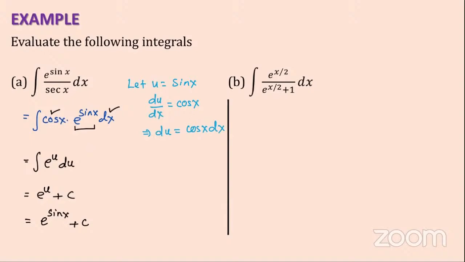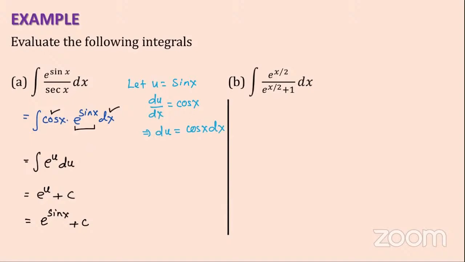Okay, in B, what do you see? If you look at B carefully, we have e to the x over 2 divided by e to the x over 2 plus 1. In the denominator, we have e to the x over 2 plus 1. I can consider that as the u. If I consider that as the u, I should look for the derivative. What is the derivative of e to the x over 2 plus 1?